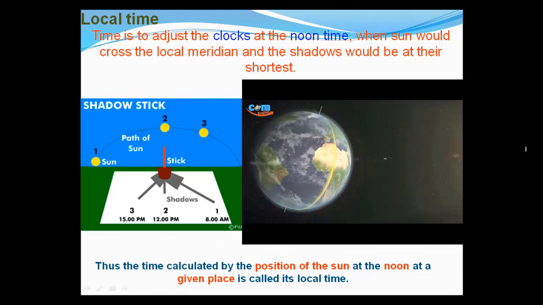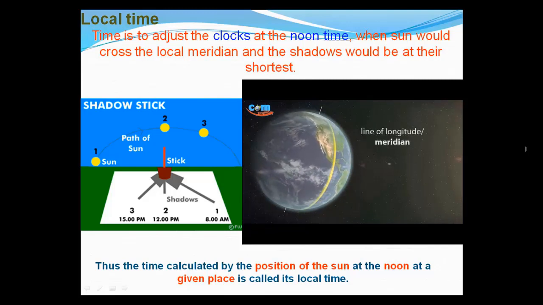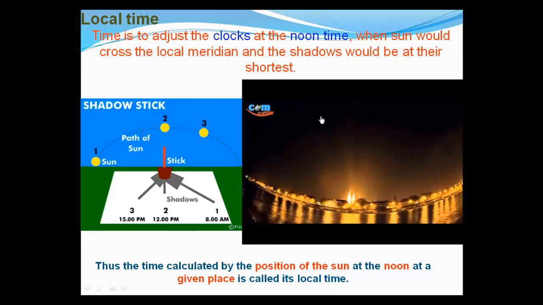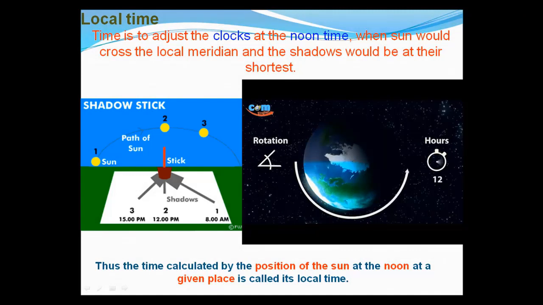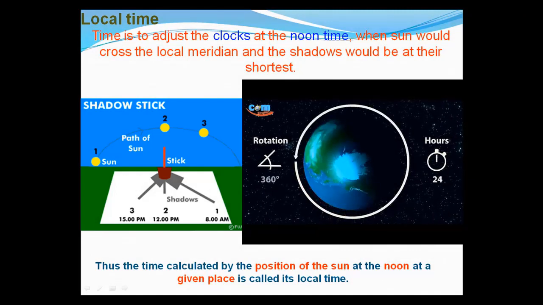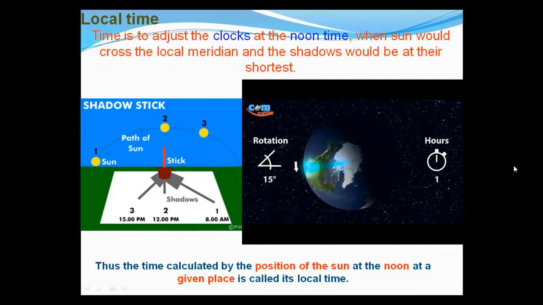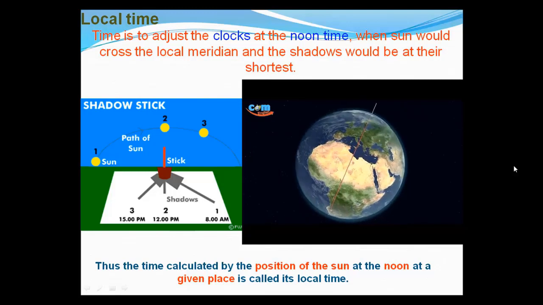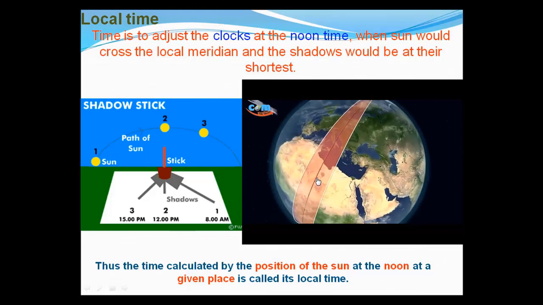Local time of a place is derived from the midday position of the sun on a particular meridian or longitude. As you can see, the line of longitude called the meridian has been highlighted. Earth completes one rotation in 24 hours. Every 15 degrees of longitude equals 1 hour. From the prime meridian on the eastern hemisphere, for every 1 degree of longitude, there is a total of 4 minutes difference.